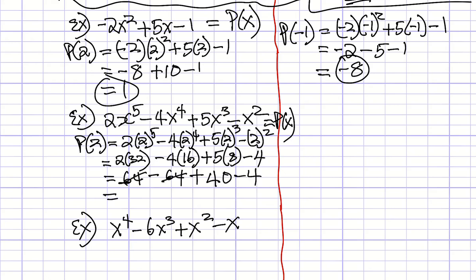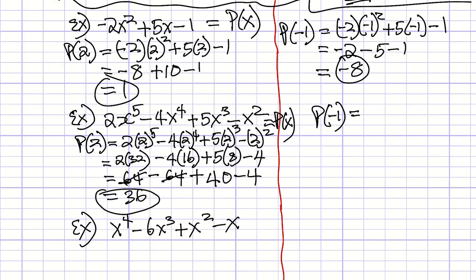This cross out, this cross out, those two cross each other. So it's 14 minus 4. That would be 36, you see? That's what we got there, 36. Alright, the other side, what is that? P(-1). Okay, this one will be a little faster.